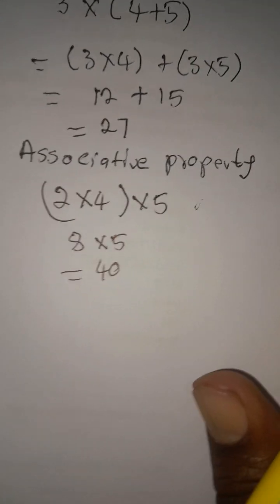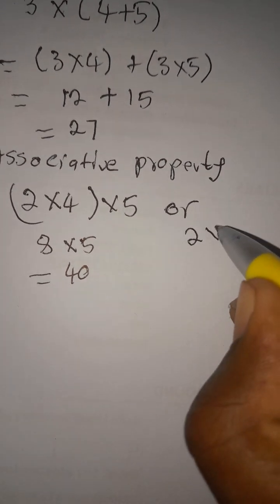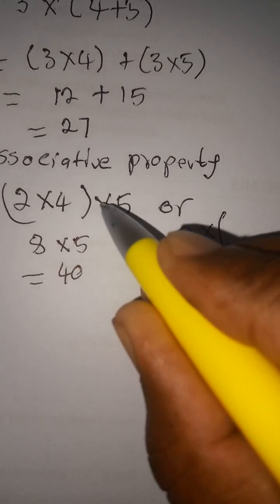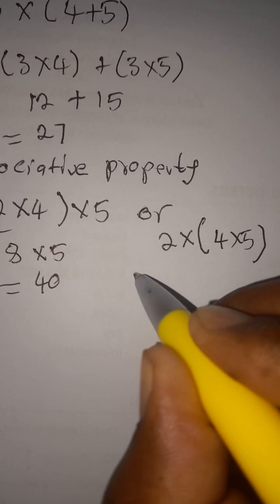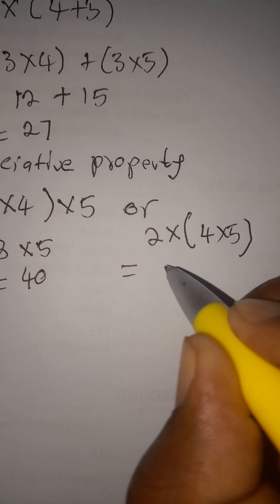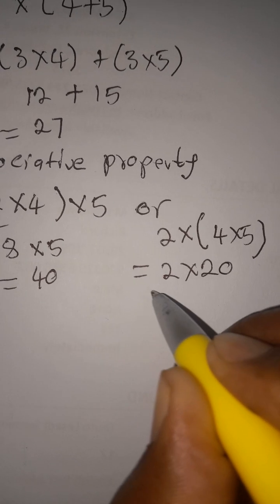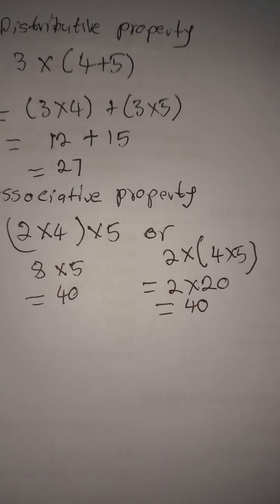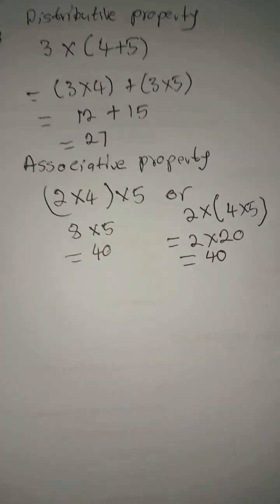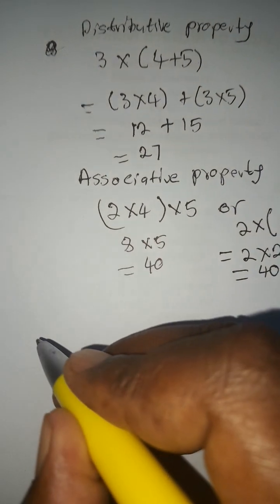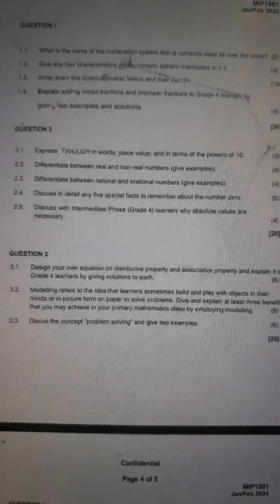So another way I can write this is 2 times, open the bracket, 4 and 5. So what I'm going to do is 4 times 5 will be 20, so 2 times 20 will be 40. So that's how you can explain the associative property. I hope, guys, you have noted that theory that I've emphasized, right? So we can go to 3.2.